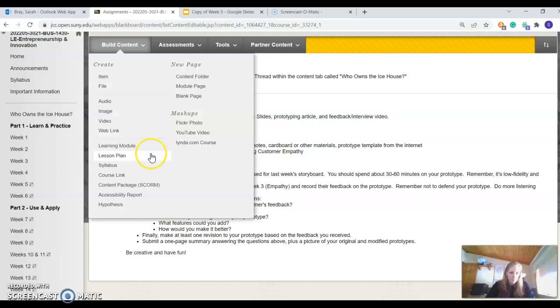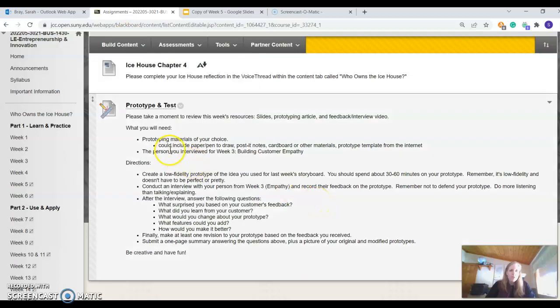In Blackboard, here are your instructions. So you'll make your prototype and you'll do your interview with the person that you already spoke with. And I've got this outlined for you pretty clearly in Blackboard. I want to see an image of your prototype, and I'd like to see you answer these questions. What surprised you based on your customers' feedback? What did you learn from them? What did you change about your prototype? What features can you add? How can you make it better? And then go ahead and make those changes, improve that prototype. And it's the updated prototype that I'd like to see.